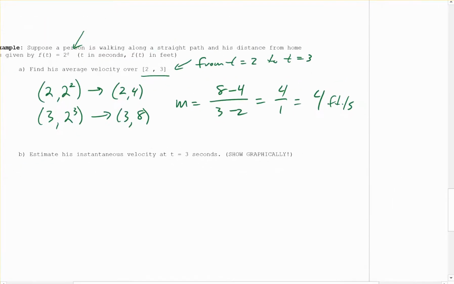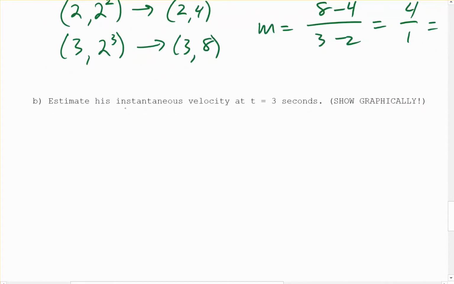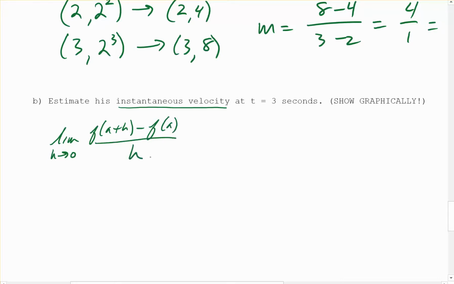Nice. What's the instantaneous velocity at t equals 3? Well, the first thing you're going to write down when you see instantaneous velocity is this limit. Limit as h goes to 0 of f of a plus h minus f of a all over h. Yes, you need to memorize this. In this case, our function is f of t is equal to 2 to the t. That's our function.